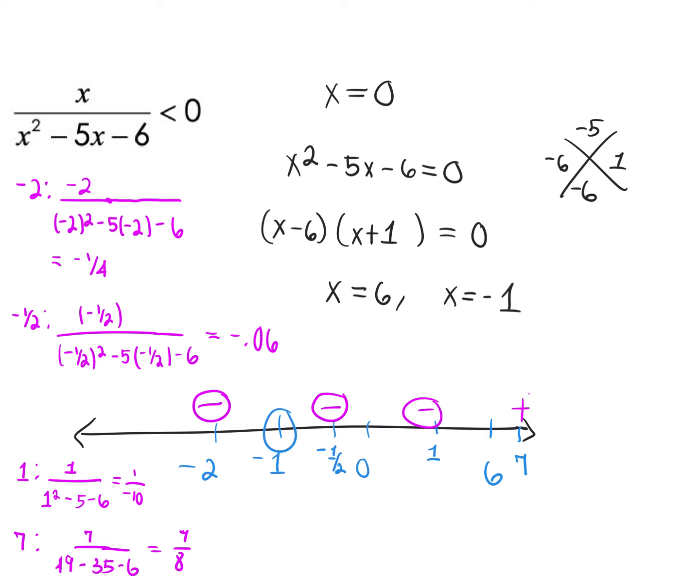So then we want to know when x is less than 0. So that'll be from -infinity to -1 union 0 to 6.